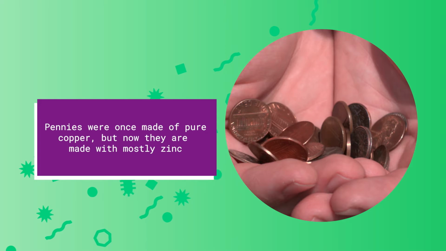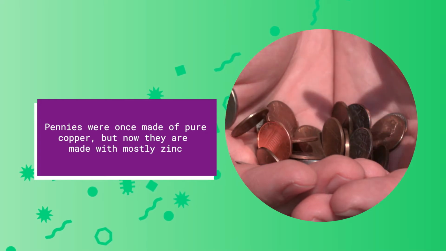Before 1982, pennies were made up of solid copper. Since then, though, they've actually been made up of zinc with a thin copper coating. The reason they did this was because the price of copper started going up, and it actually cost more to make a penny than the penny was worth.